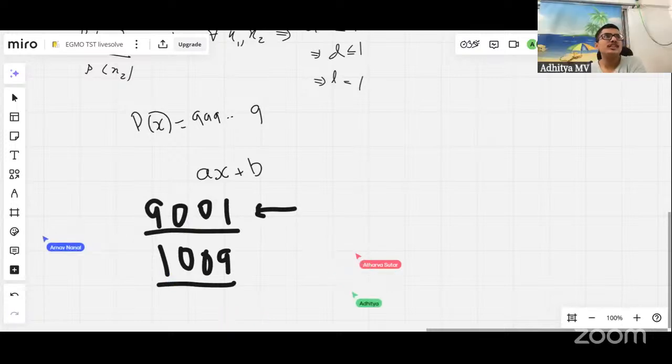Okay, so we should prove that a is a power of 10, for example. And this should work, I guess. We can take 9001 followed by a lot of zeros and 1009 followed by a lot of zeros.